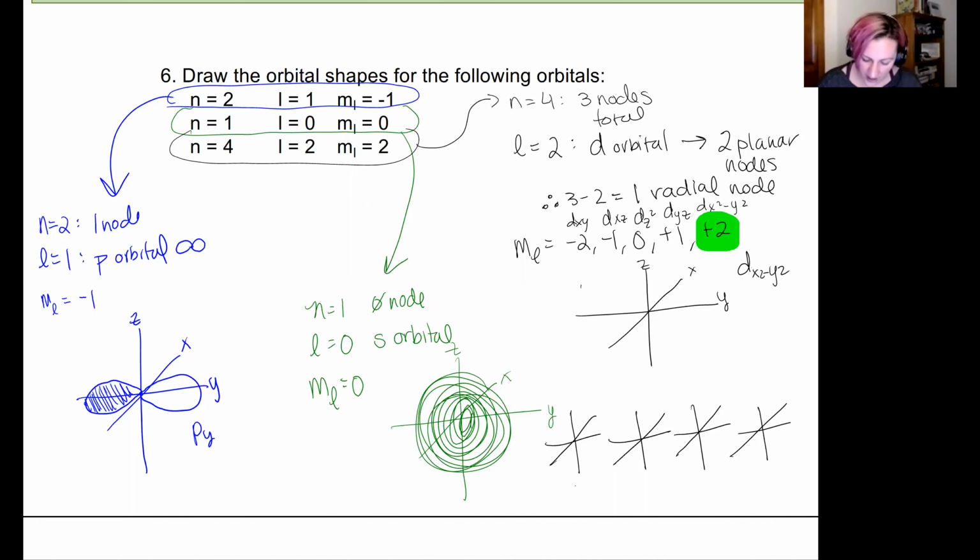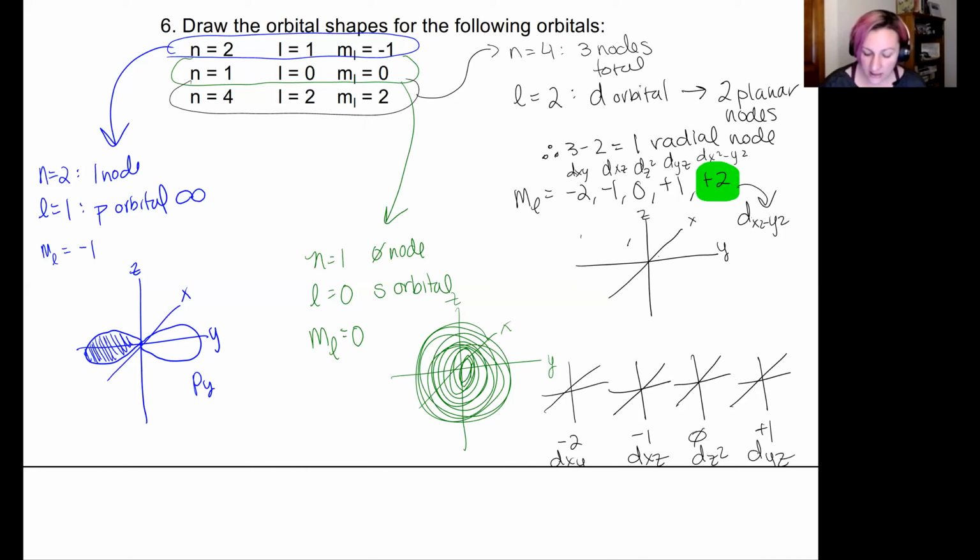So I'm going to write these out here. This would be our plus 2 here. So this is going to be our minus 2, minus 1, 0, plus 1. And this is going to correspond to dxy, dxz, dz squared, and dyz. And this is our plus 2 right here up at the top. So I'm going to build the one that it is, and then I'll show you what the other ones would be in case you drew them all.